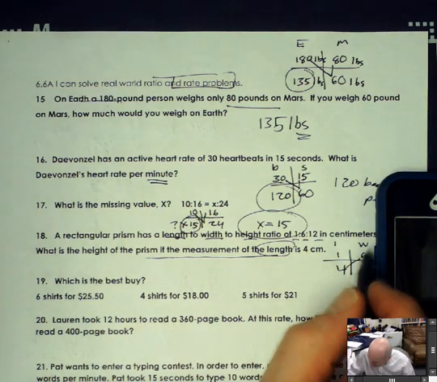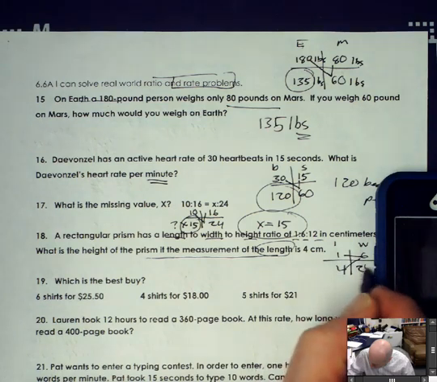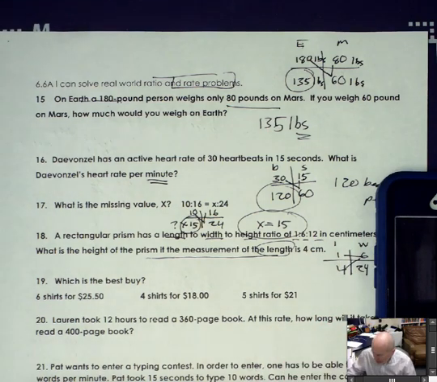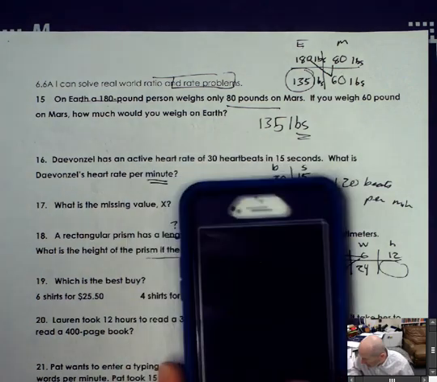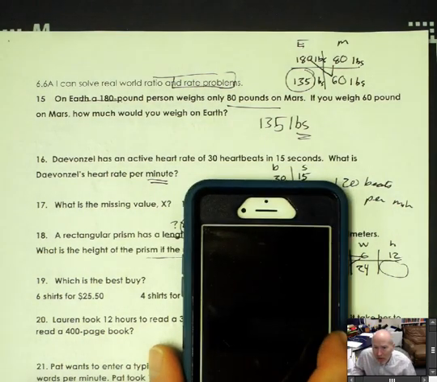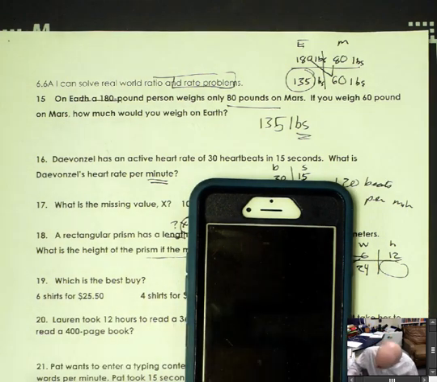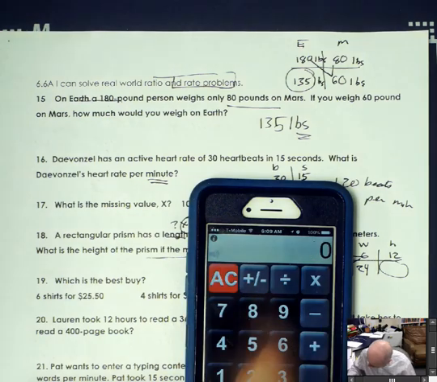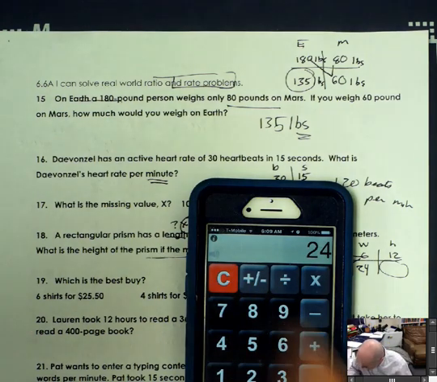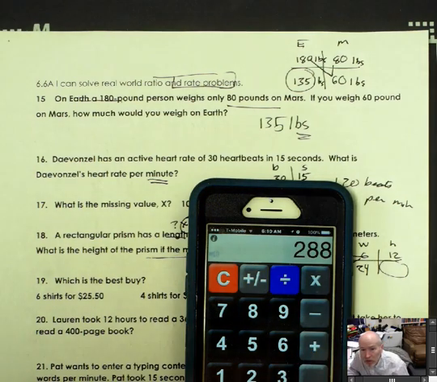4 times 6 is 24. 24 divided by 1 is 24. Okay, now I'm going to take and block off that other box. I don't need that one now. Now I'm just going to complete this other one. So 24 times 12, right? And then I'm going to divide that by, what's the other number, folks?